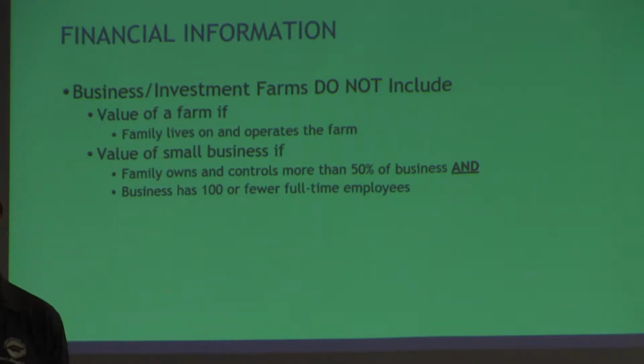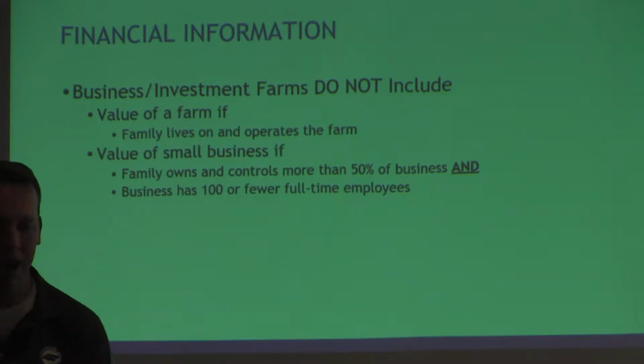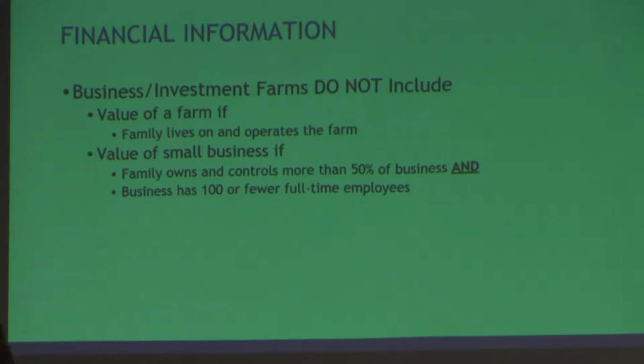Some people try to get really, really technical about that. It's a gray line. Value of a small business only if the family owns and controls more than 50% of the business, and the business has 100 or fewer employees. You don't have to include it. So if the family owns more than 50% and they have less than 100 employees, don't put that on the FAFSA. These investments pieces, especially if they put a farm on there, that's going to jack that EFC number way up, and then the student's not going to qualify for relief.